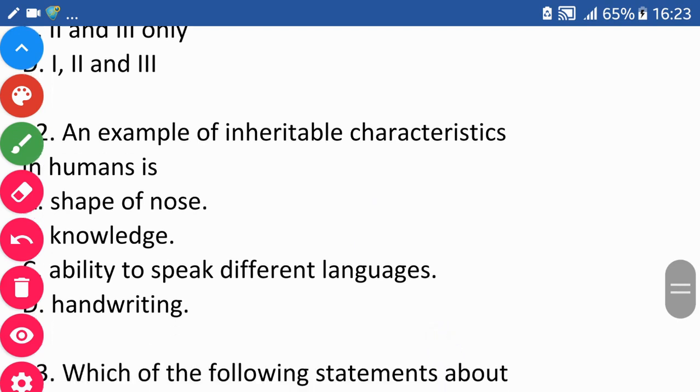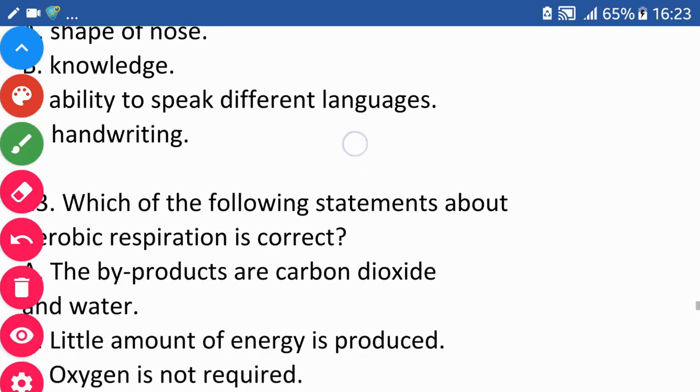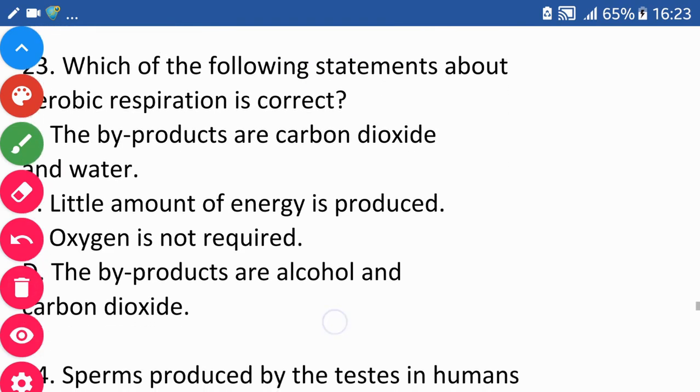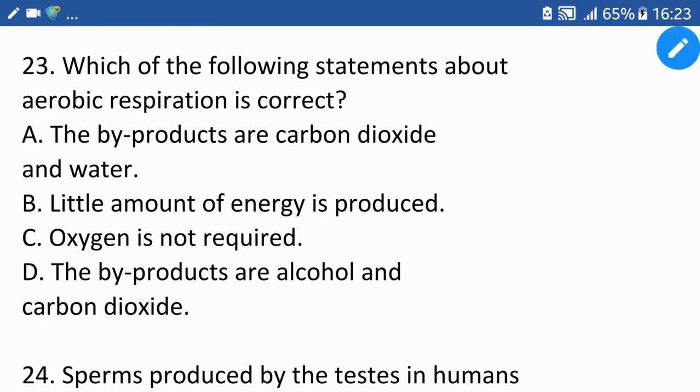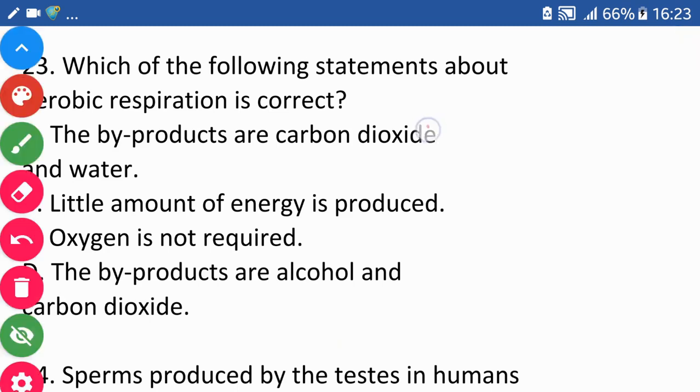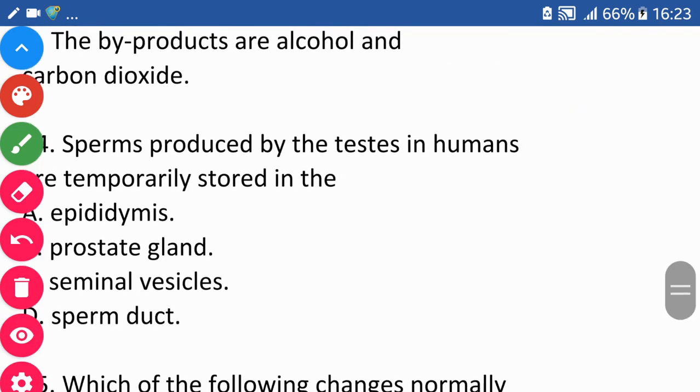An example of heritable characteristics in humans is shape of nose, which can be inherited. So the following statements about aerobic respiration is correct. Aerobic respiration. The byproducts are carbon dioxide and water. That's A. Sperms produced by the testes in humans are stored in the epididymis. A.